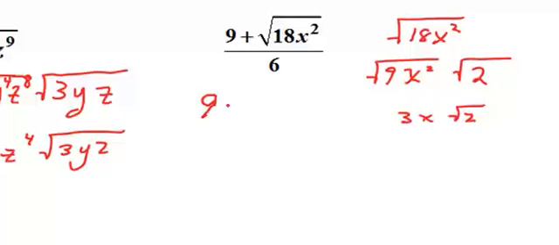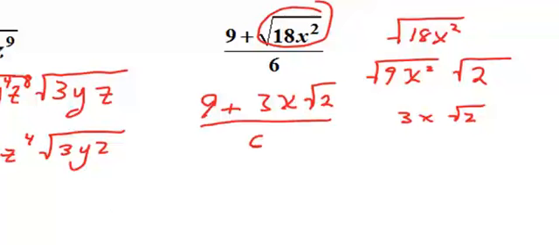So let's rewrite this. We have 9 plus, and we said this is 3x times the square root of 2 over 6. Now we have a fraction to simplify. Remember, we can only cancel common factors. And be very careful. You can never cancel a factor under a radical with a factor that is not under a radical.